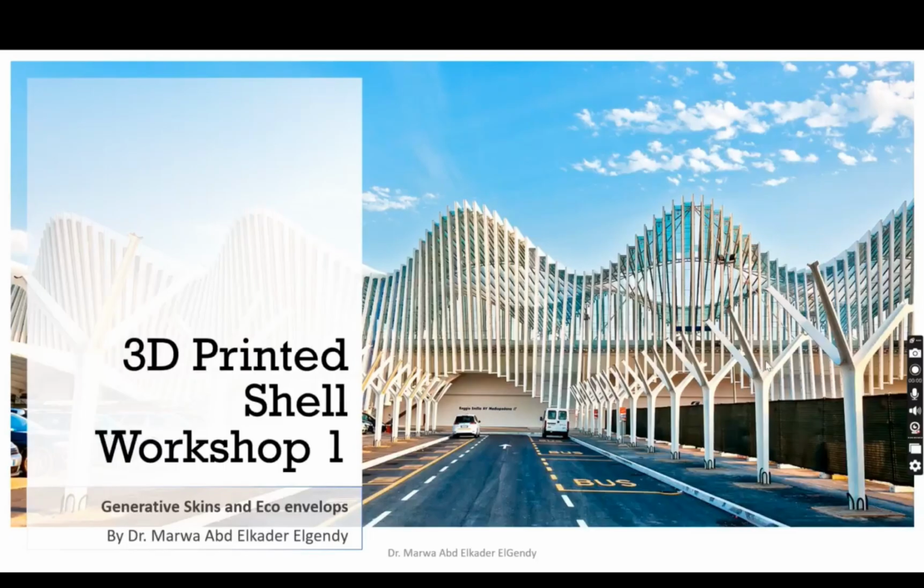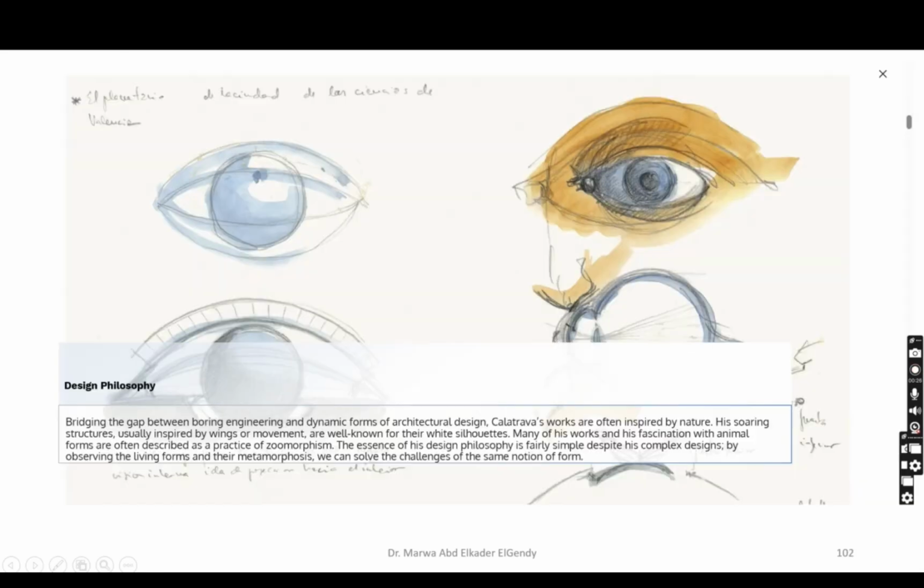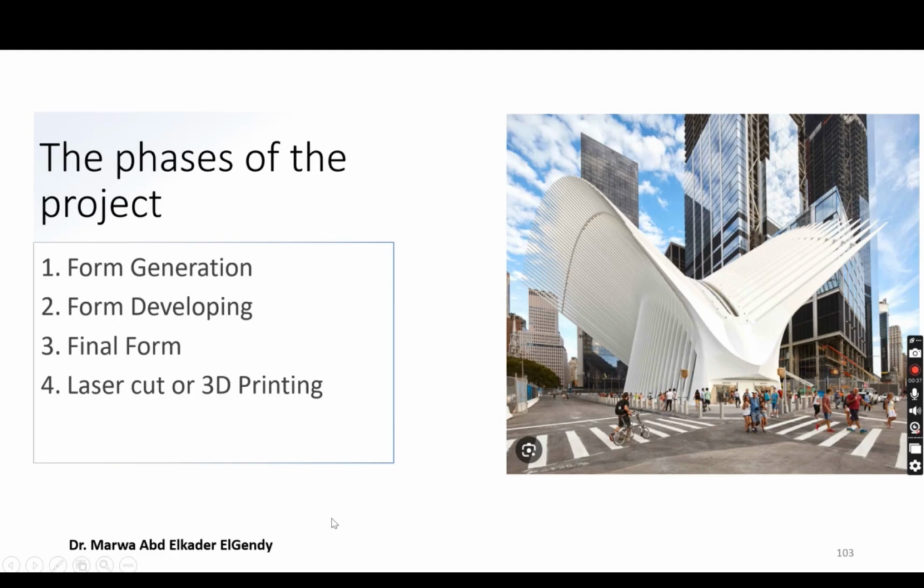In this part we're going to start the shell that we're going to do in our first workshop. In Studio 4 we took inspiration for the studio from the architect Calatrava. Santiago Calatrava's signature style uses different structures that you can see. He's a Spanish architect. He used a design philosophy from dynamic forms, inspired by nature. His projects are very, very unique.